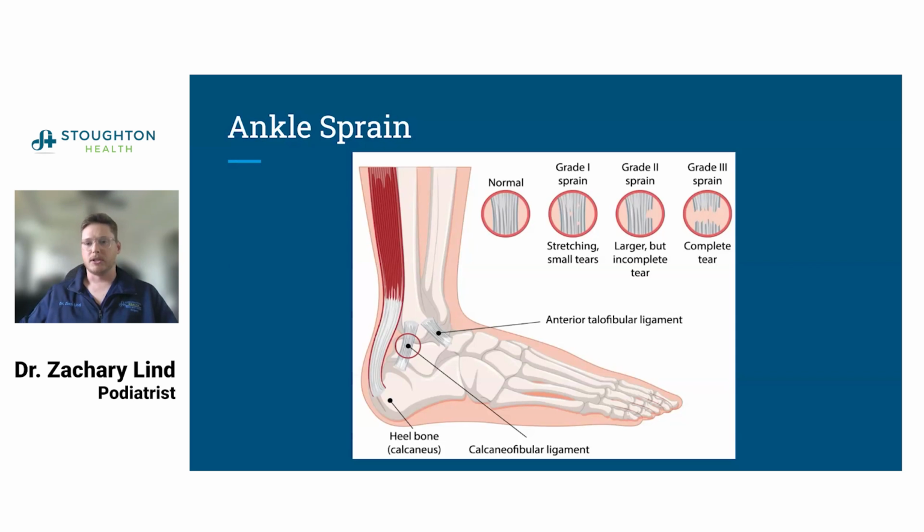Grade 2 sprain would be a larger but incomplete tear. This is where you start getting some lighter bruising, more painful to initially walk, but you're still able to, and there's really no instability per se to the ankle joint itself. And then a grade 3 sprain would be that complete tear. This is where most people have a complete inability to put weight on it without being significantly in pain. You can start noticing quite a bit of bruising, and a lot of swelling associated with that as well.